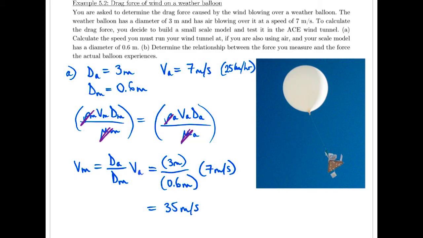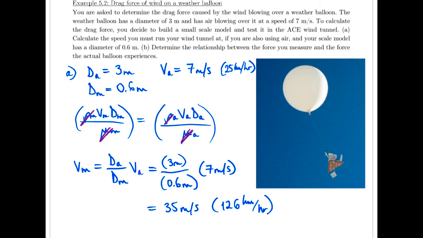Okay, so I'm going to have to set the wind tunnel to run at 35 meters per second so that this smaller balloon experiences the same drag forces that the large scale balloon does. So that's really interesting to see, right? Also for reference, 35 meters per second is roughly 126 kilometers an hour.